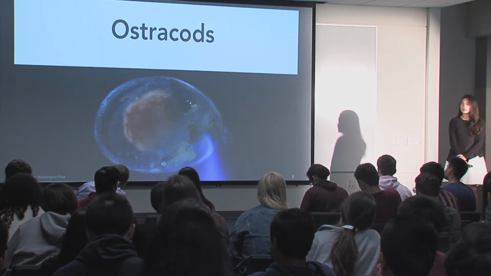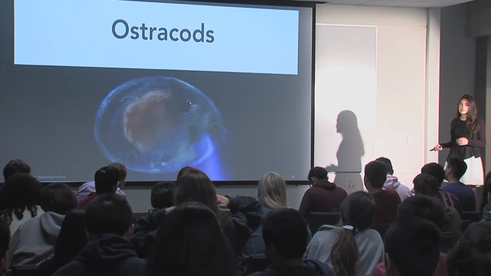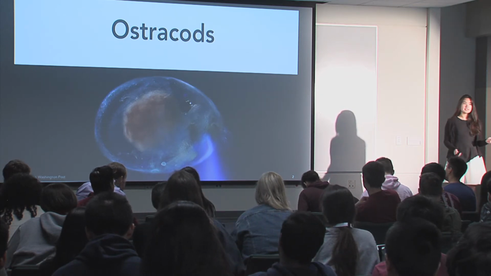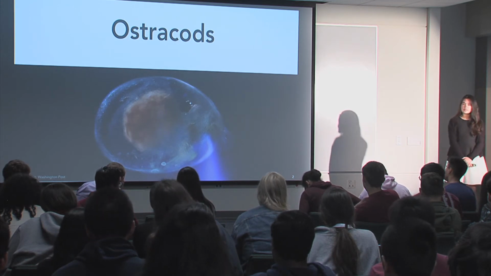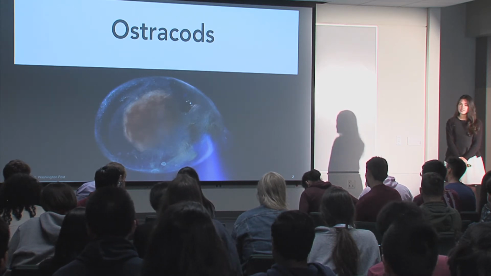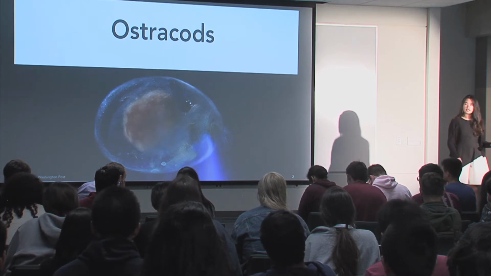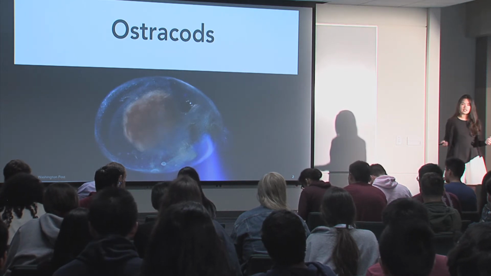This is an ostracod. Ostracods are small marine crustaceans that produce bioluminescence for two reasons. First, to deter predators, and second, to attract a mate. Different species of ostracods have different mating displays. They vary in direction, pulse size, pulse direction, and time.